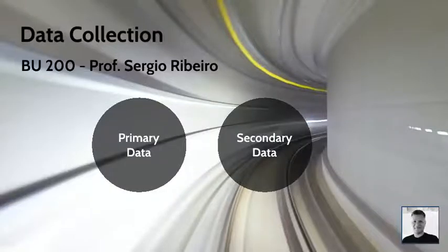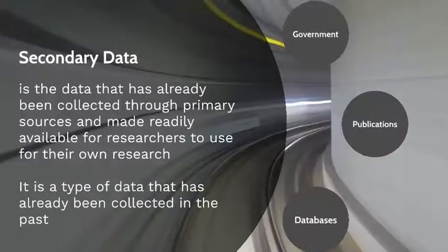Talking about secondary data, secondary data is the data that has already been collected through a primary source and made readily available for researchers to use for their own research. Someone made that research before you, collecting data and analyzing those data, and that information is already ready to be used by you. So it's a type of data that has already been collected in the past before you. That's why it's secondary data. You're using data from someone.